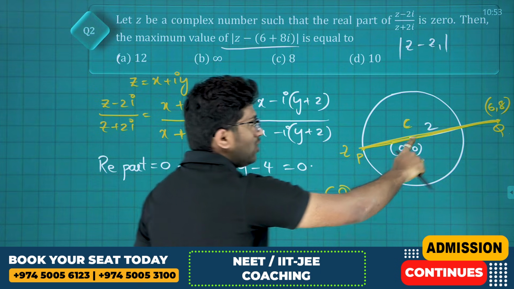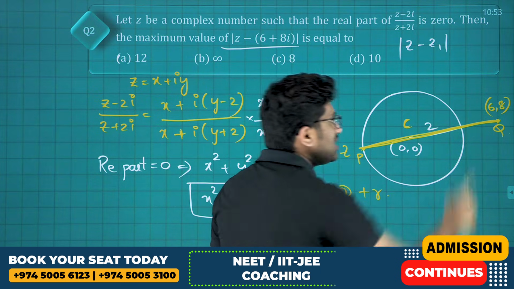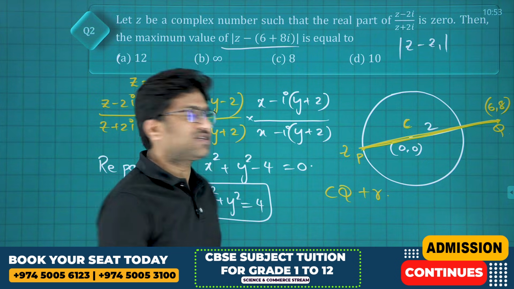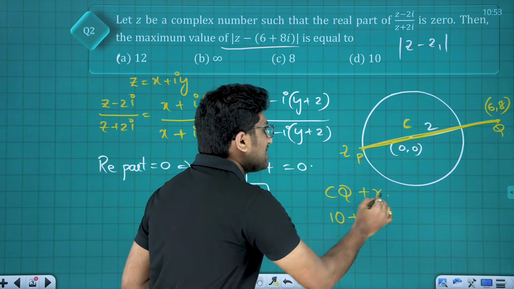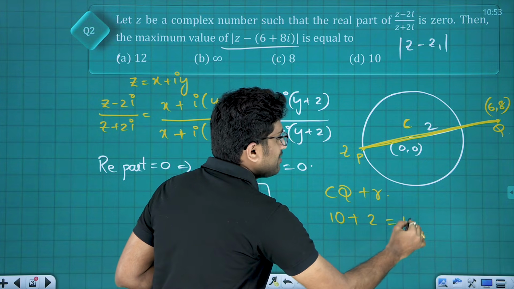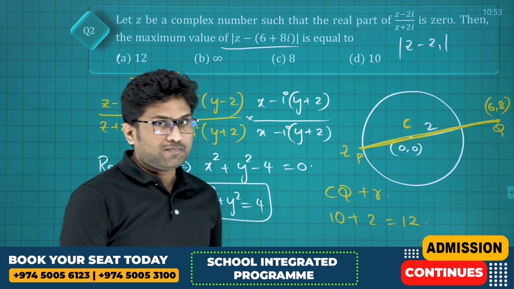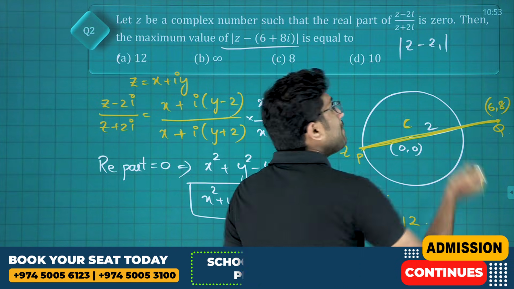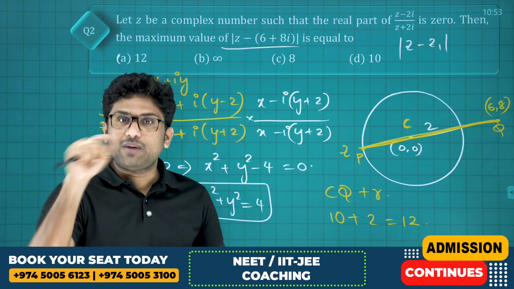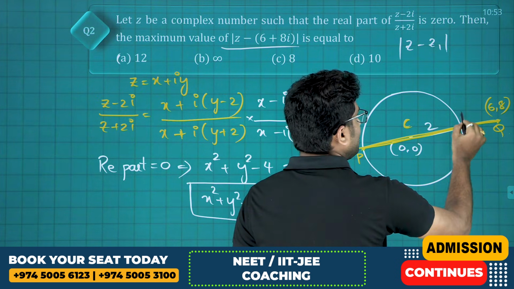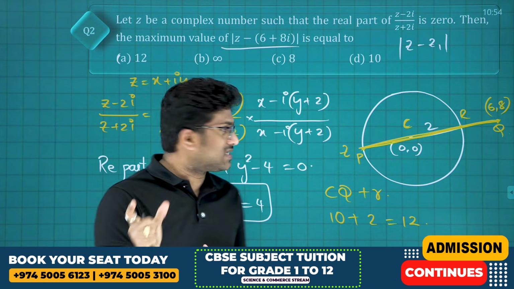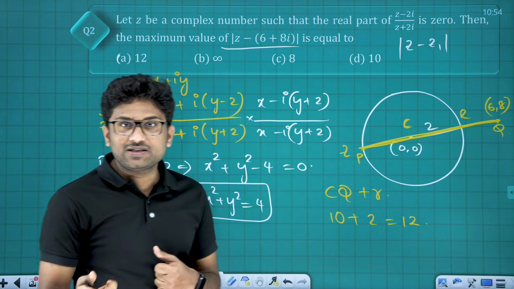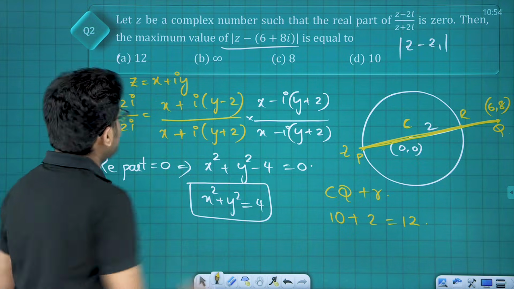C is 0, 0. First we'll find the distance from C to Q. Clearly CQ is nothing but root over 6 square plus 8 square, which is 10, plus R is 2. So the maximum value is 10 plus 2, 12. Suppose if they ask for the minimum, then in that case CQ minus R. In that case RQ will be the minimum distance and PQ will be the maximum distance. Clear, friends? So hence the answer is 12.